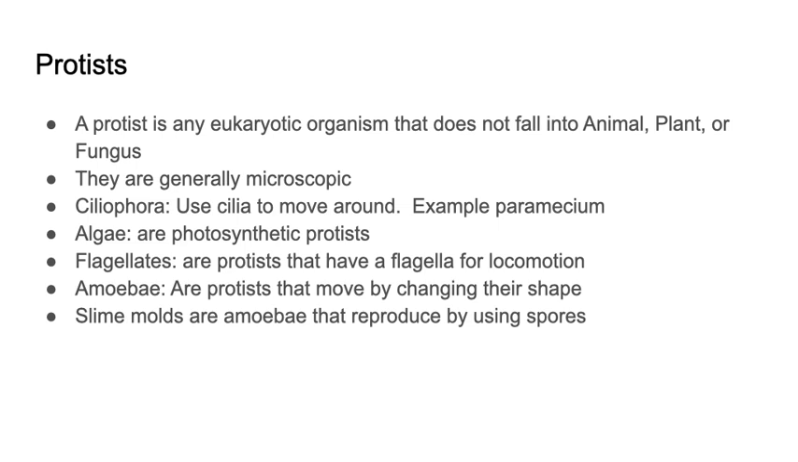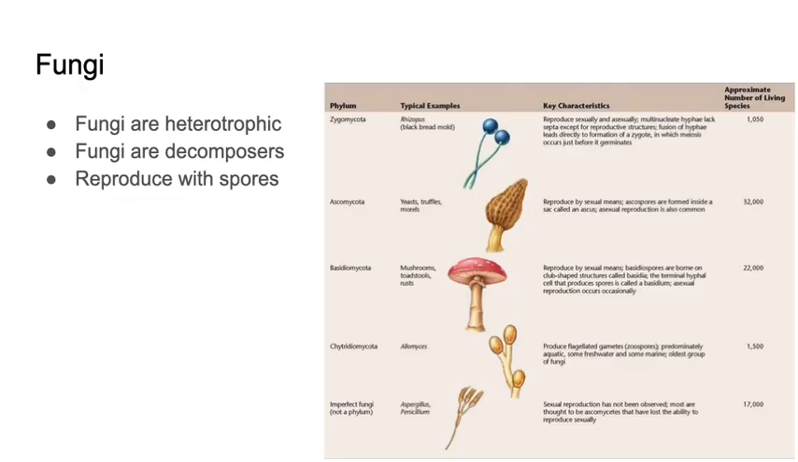Flagellates are protists that have a flagella for locomotion. Amoebae are protists that move by changing their shape. And slime molds are amoebae that reproduce using spores. Fungi are heterotrophic. They are decomposers. They reproduce with spores. The typical fungi that we will see are black bread molds at the top, yeasts, truffles, and morels, and mushrooms, toadstools, and rusts.